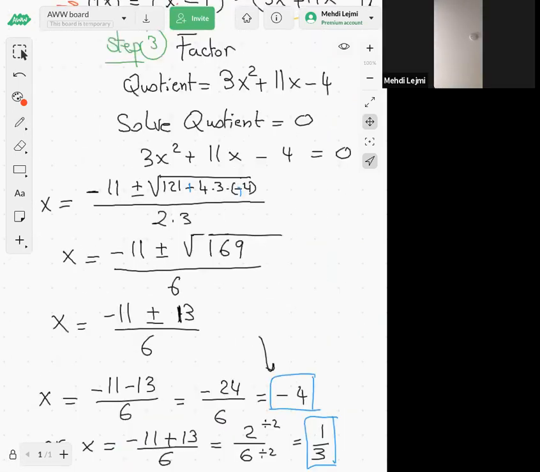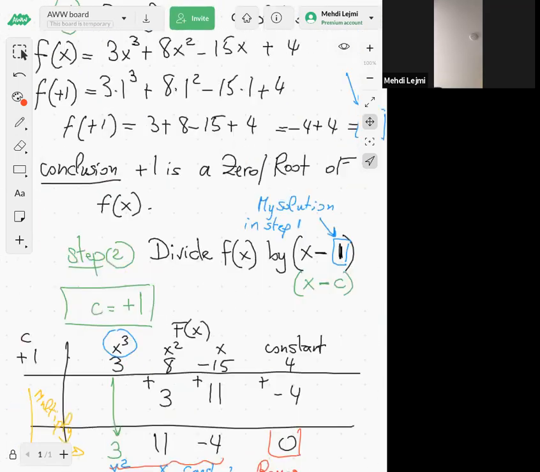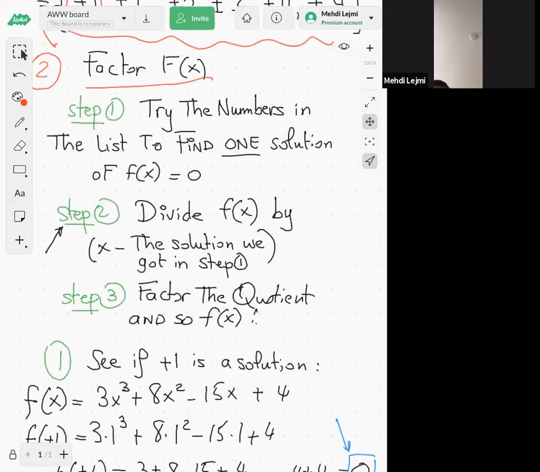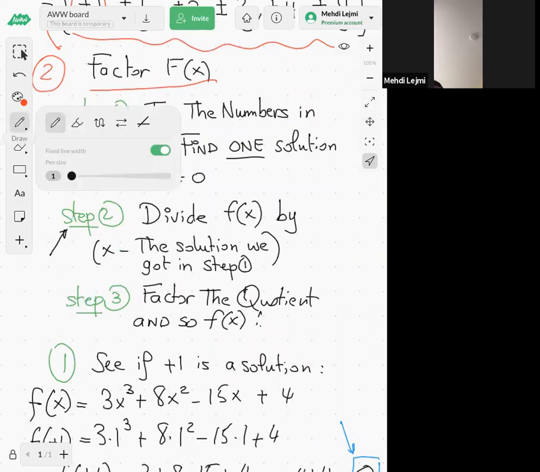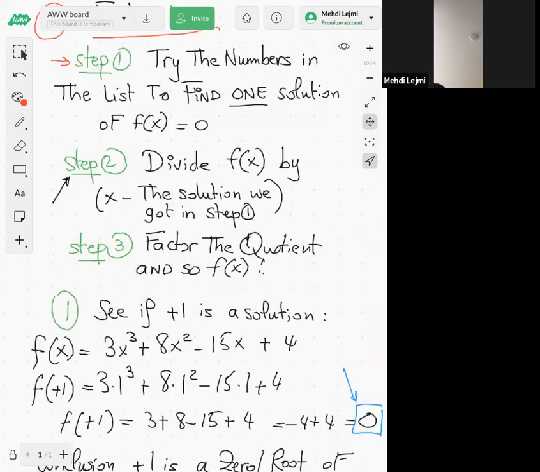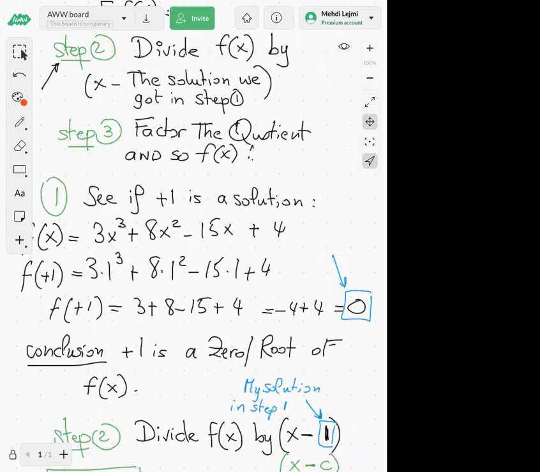But the idea again, let me come back to the general idea here. We want to factor this f of x completely. So in the first step, you have to try the possible solutions in your list. Once you get one solution, here I was kind of lucky. The first number I tried was positive 1, and it turns out to be a solution.